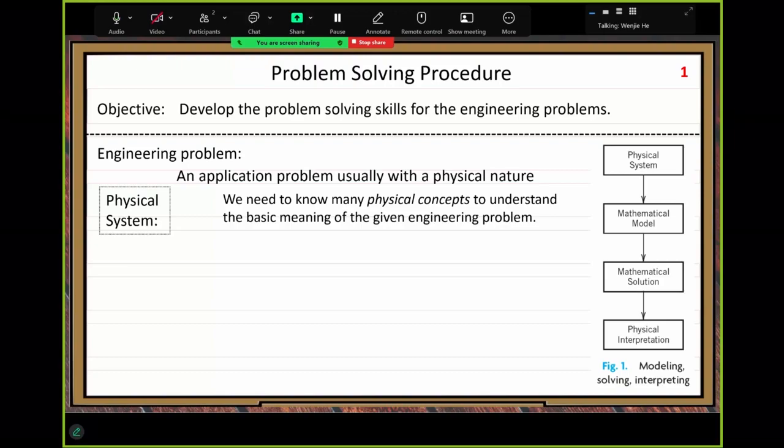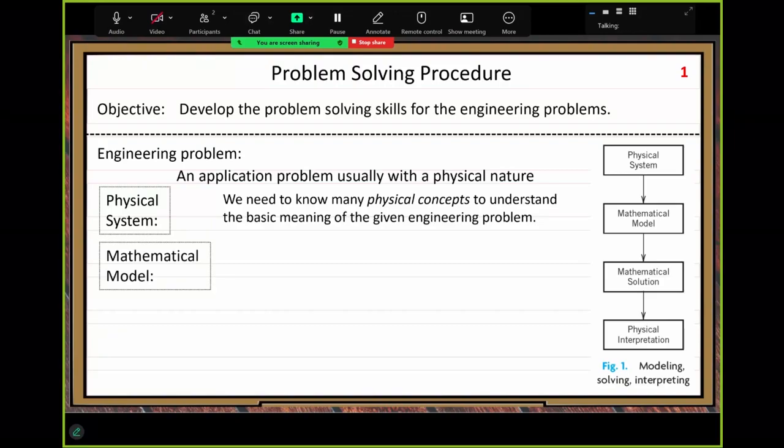So get yourselves familiar with those concepts first, to understand the basic meaning of the given engineering problem. This part, you need to have a very good understanding before you can work on it. You need to spend quite some time trying to understand all the concepts that appear in the question. Any questions? All right, good.